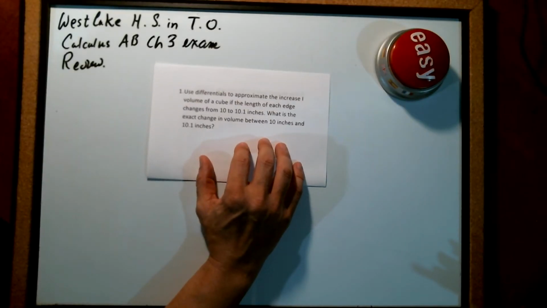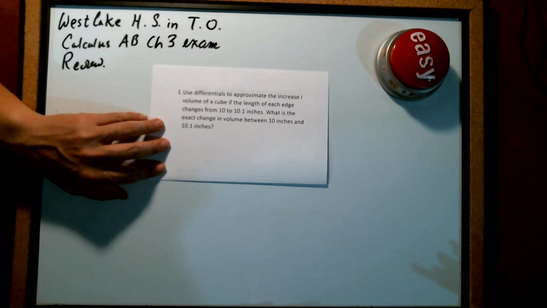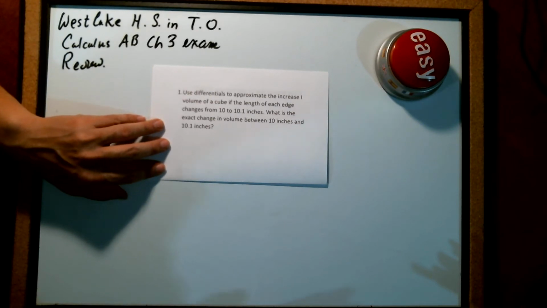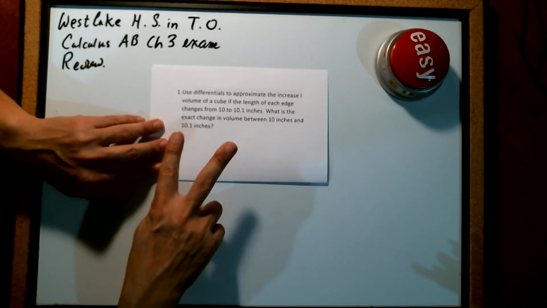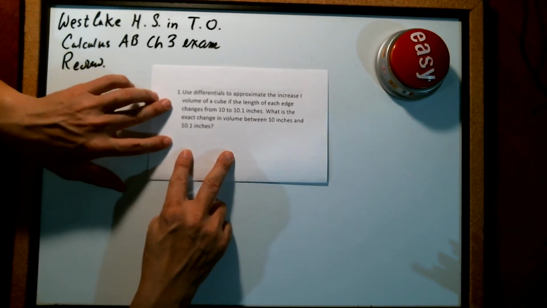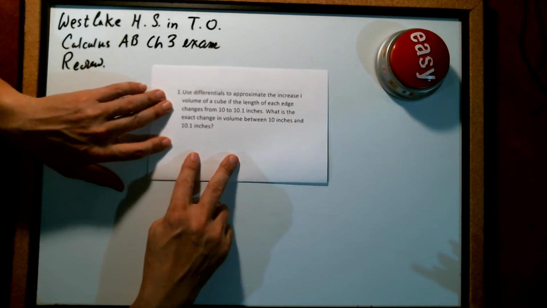So one of my students came up to me and she has a test on calculus chapter 3. She goes to Westlake High School in Thousand Oaks. It's calculus AB chapter 3 exam review. I'm going to do the first 4 questions with you, and then hopefully you'll get the rest before you come in for lesson.